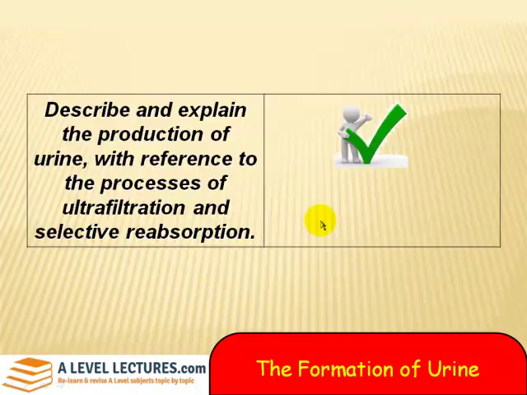Right, and there we have it. So, in this video we've described and explained production of urine with reference to processes of ultrafiltration and selective reabsorption. Now, in this video we're really focused on what's happening in the glomerulus and Bowman's capsule, and also in the PCT, and in a subsequent video we'll look at what happens in the rest of the kidney.